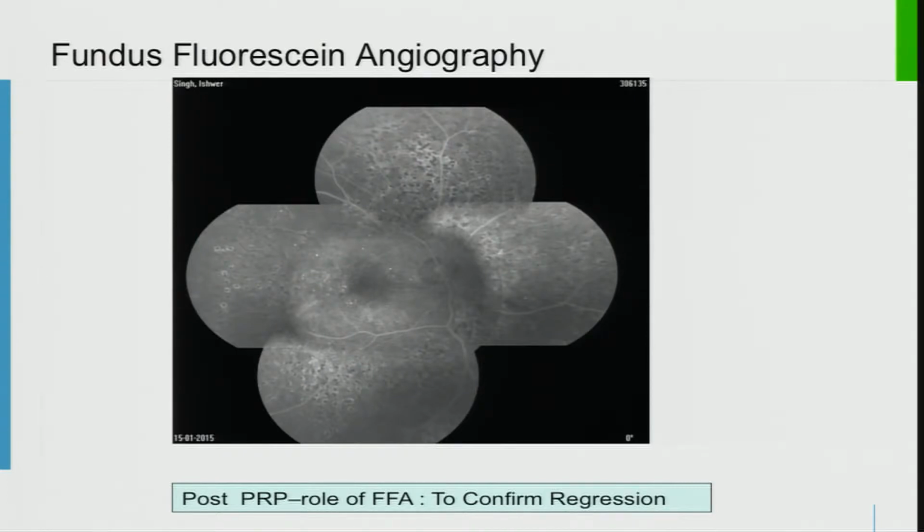Why is it important to repeat your angiography after you complete your laser? That is to confirm regression. Only 1/3 of the eyes show successful regression of NVEs following a standard 3 or 4 sessions of your PRP. So if you notice that after your 3 sessions of PRP, your patient has persistent NVEs, it's important to augment your PRP before you reach a silent-looking retina like that.